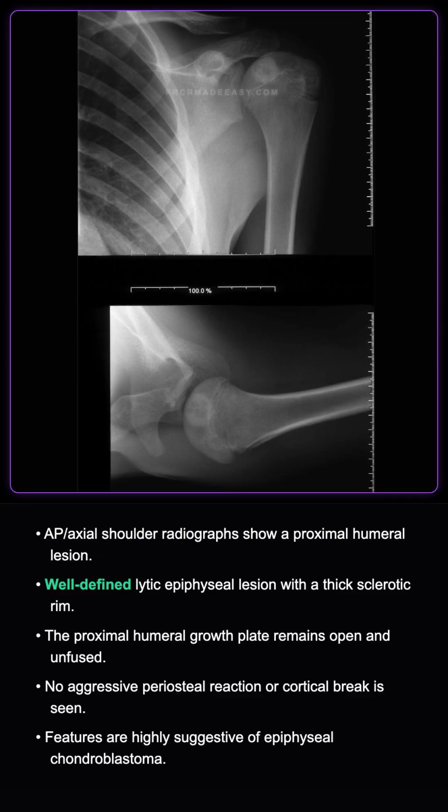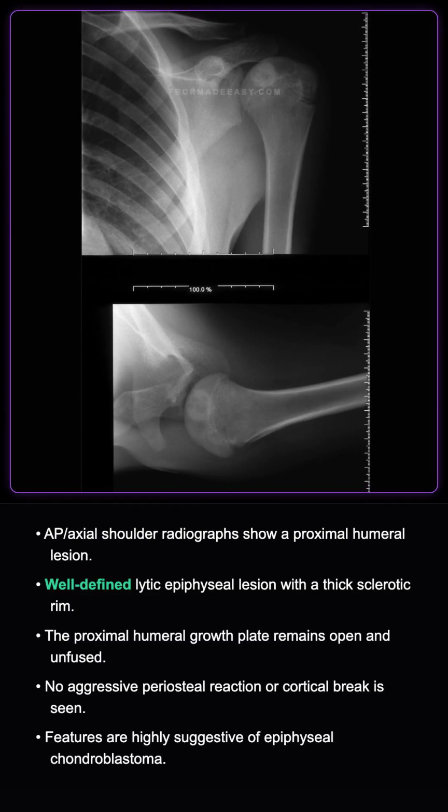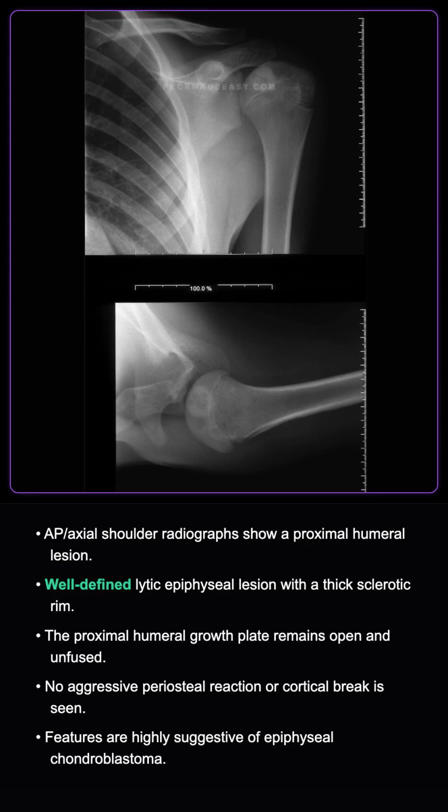In a young patient with an open growth plate, this well-defined epiphyseal lytic lesion with a sclerotic margin is highly characteristic of a chondroblastoma.